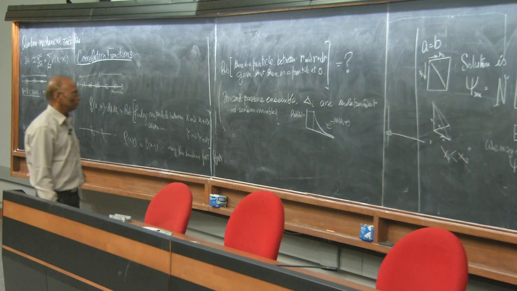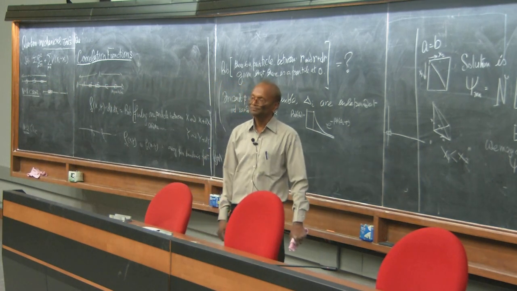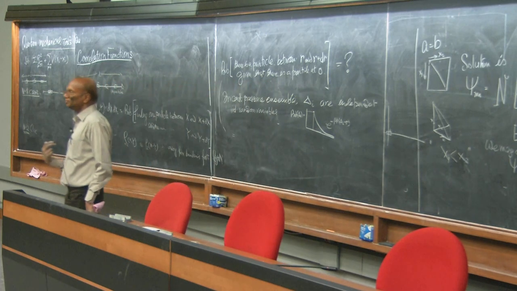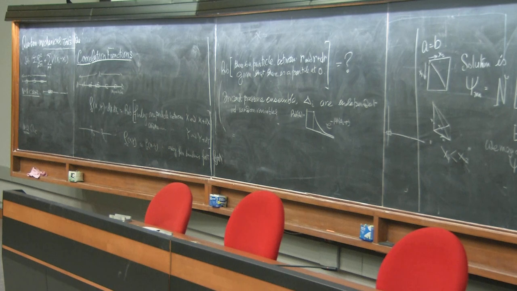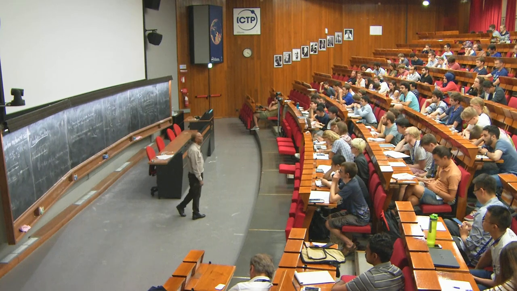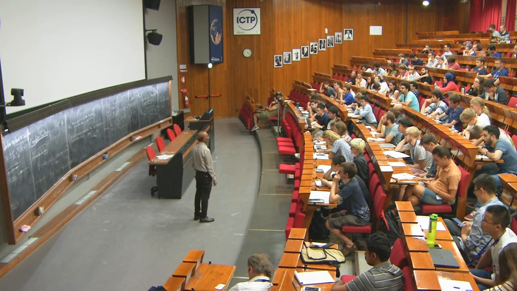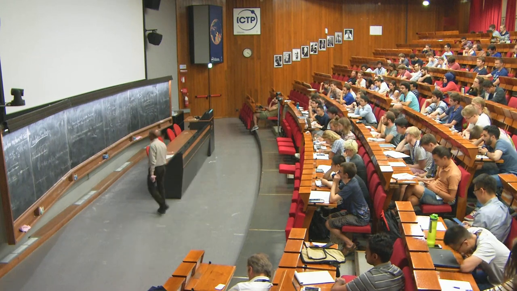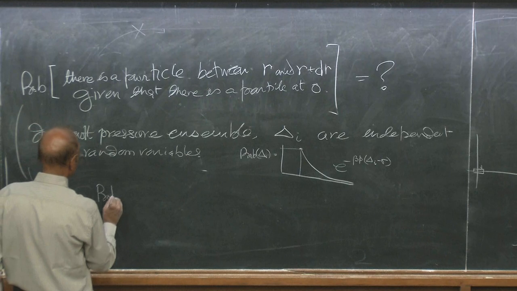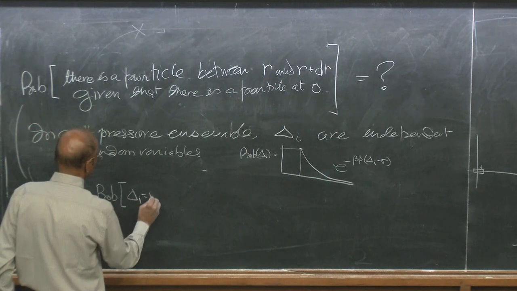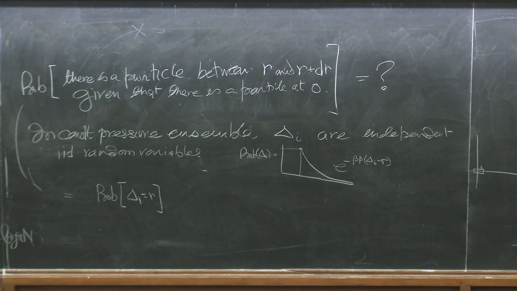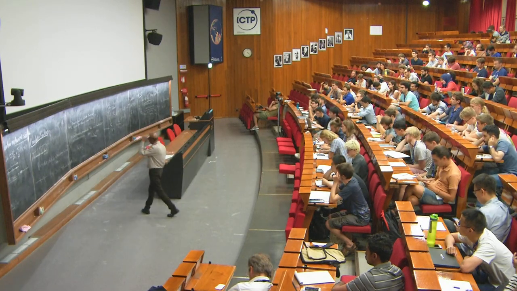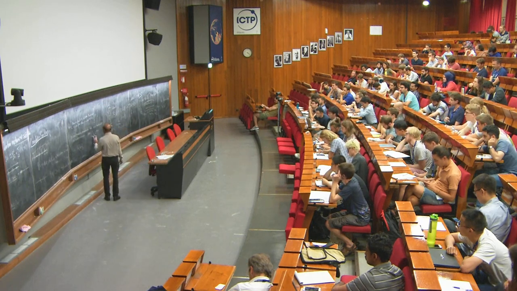Suppose R is bigger than sigma, but it's less than 2 sigma. Then there cannot be any other particle between them. Then delta 1 is equal to R. That is the probability, there is nothing else that can happen. Okay? So this probability is equal to the probability that delta 1 equals R. The full answer. Good. But this answer is valid only if R lies between sigma and 2 sigma.